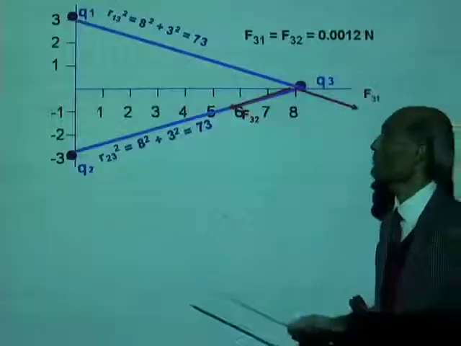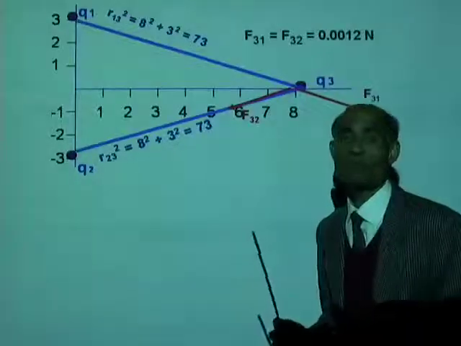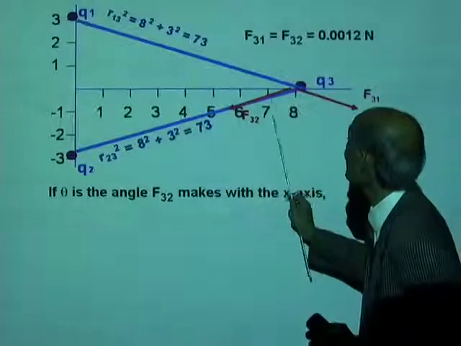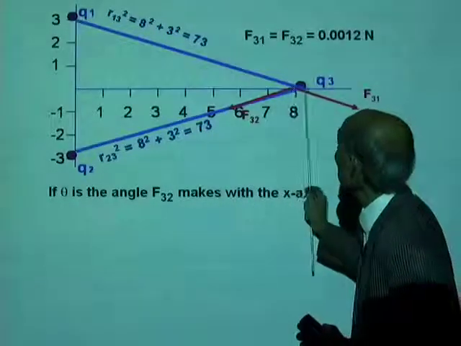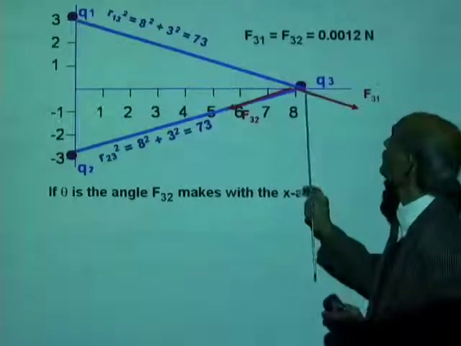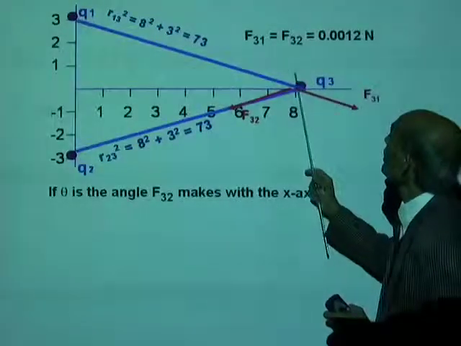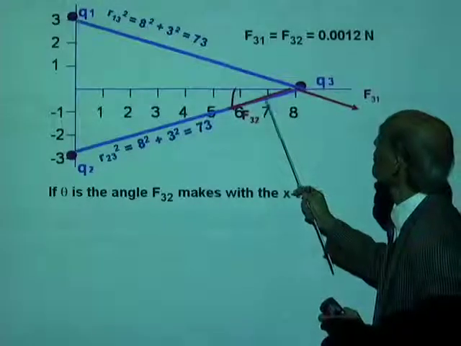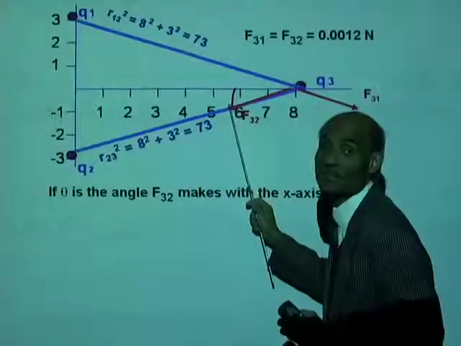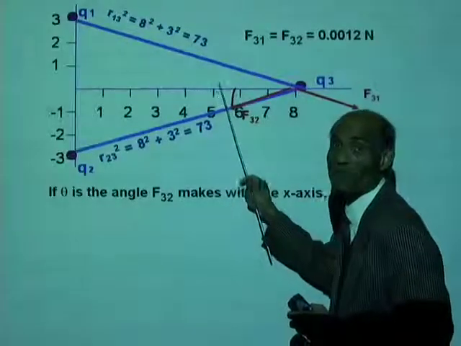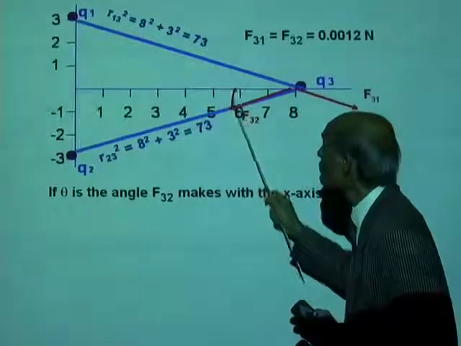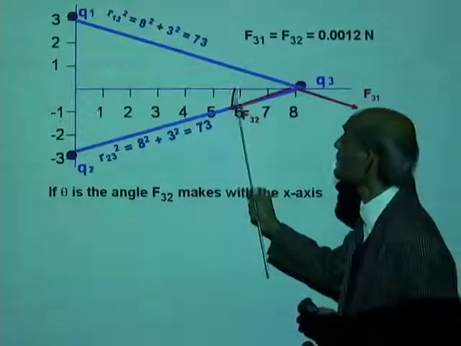Let's find those angles. Alright, I have the diagram made bigger now. If theta is the angle F32 makes with the x-axis, let's do this first. This is the x-axis. That is the angle we are looking for. Well, let's find just this angle. Once you know this angle, add 180 to that, you get the whole angle. So, let's find this angle. Can you find this angle?